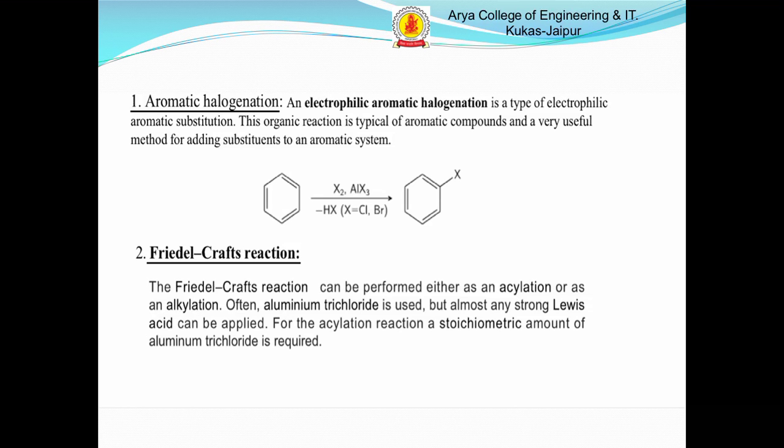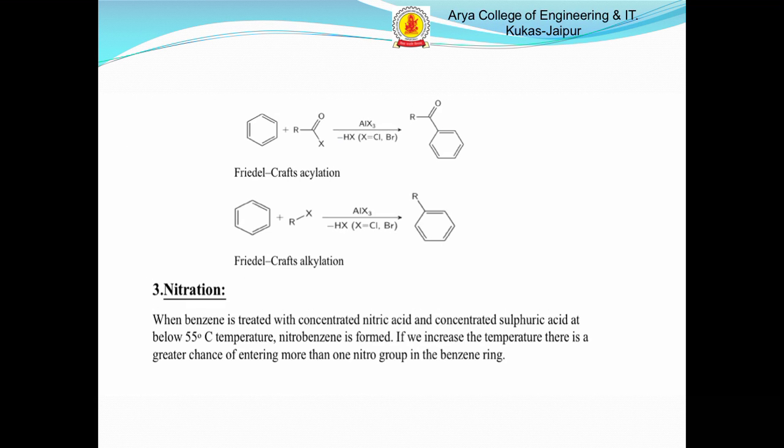Second is the Friedel-Crafts reactions. In this reaction, aluminium trichloride is used, but almost any strong Lewis acid can be applied. For the acylation or alkylation reactions, a stoichiometric amount of aluminium trichloride is required. This is the Friedel-Crafts acylation and second is Friedel-Crafts alkylation.